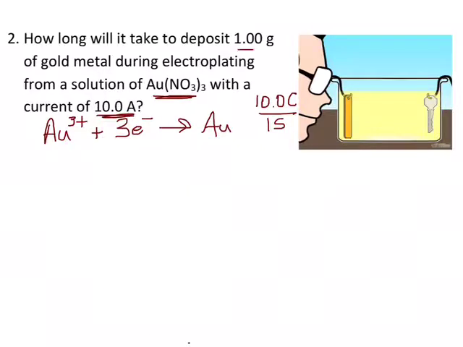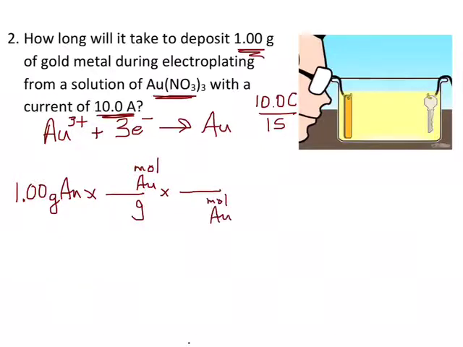All right, so now we have 1 gram of gold that we're trying to deposit, so I guess we'll start with that. Again, we don't start with the unit multiplier, so I'm not going to start with the current. I'm going to start, in this case, with the mass of gold. So we have 1.00 grams of gold that we're trying to produce. We'll switch from grams to moles of gold, and then using the half reaction, we can go from moles of gold to moles of electrons.